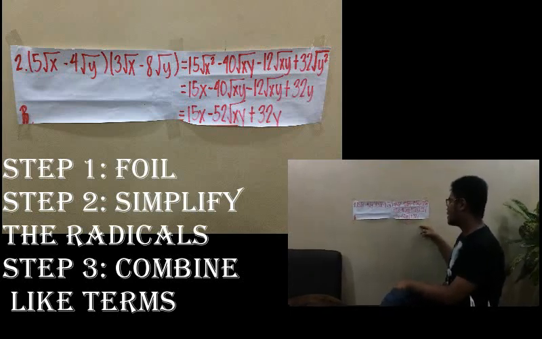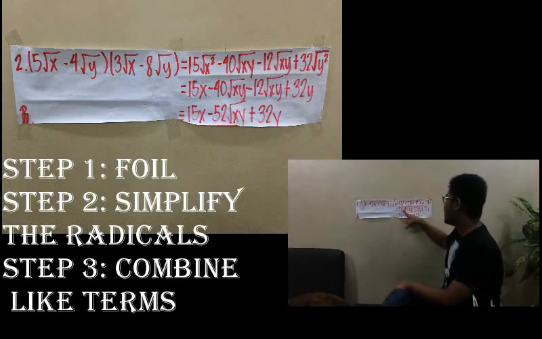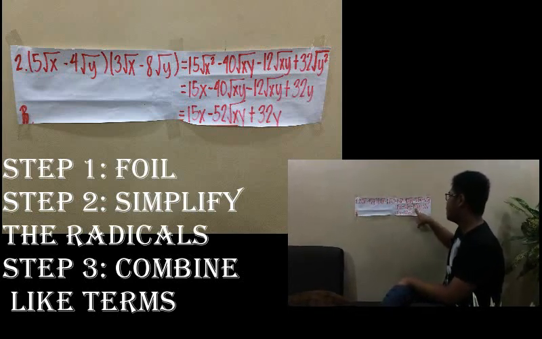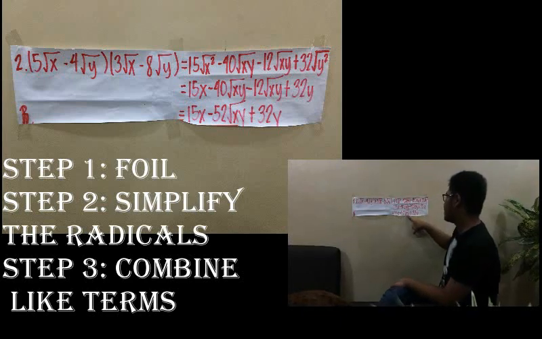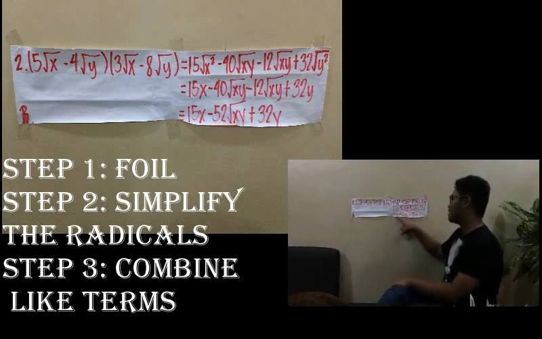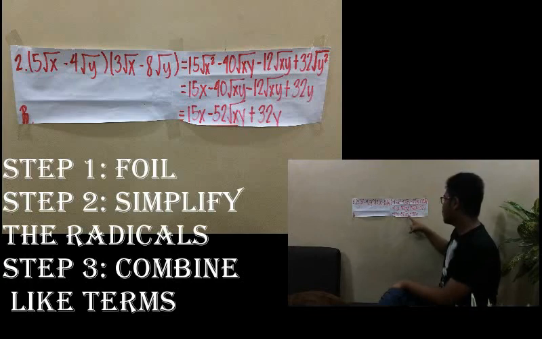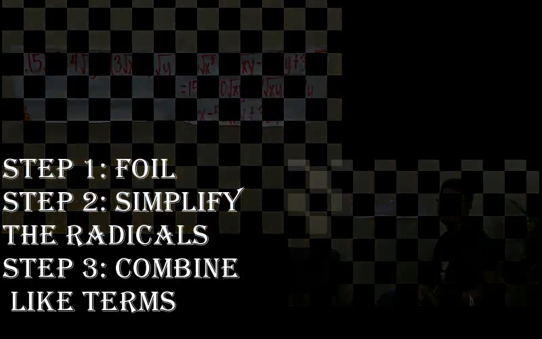The last step is combine like terms. So negative 40 plus negative 12 is negative 52 square root of xy. So the answer is 15x minus 52 square root of xy plus 32y.